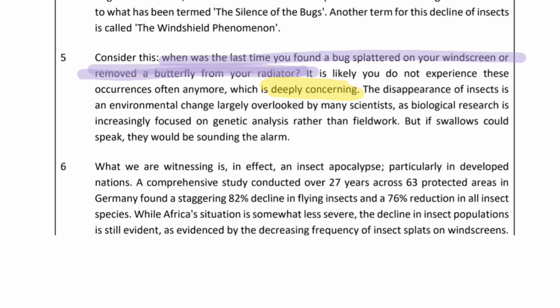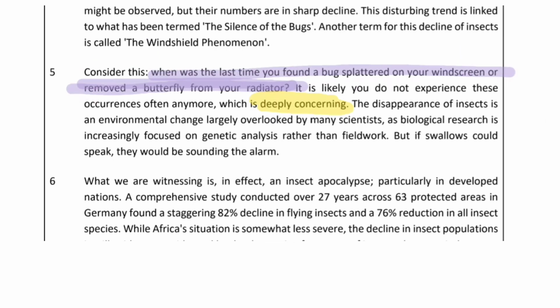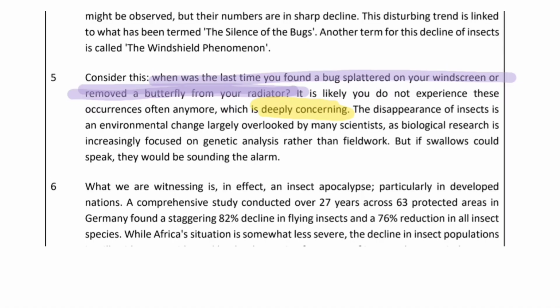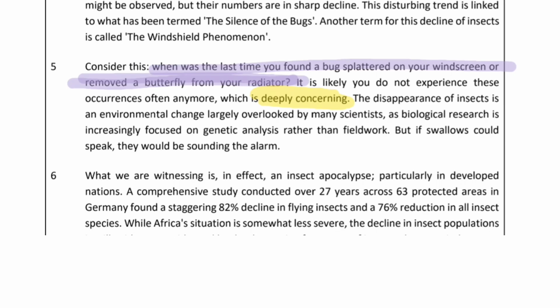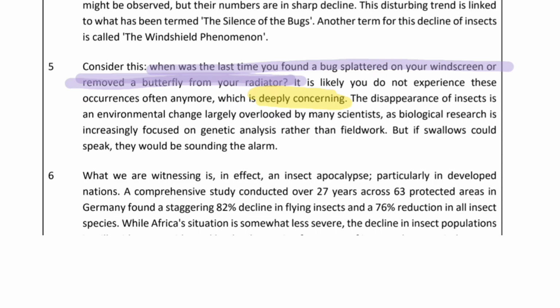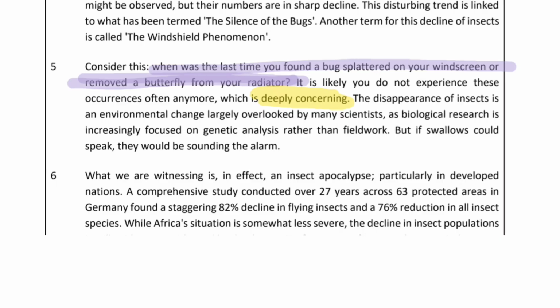Number 2, let us know the language device. The rhetorical question prompts the reader to think about the changes in the environment. Then we have the use of emotive language, deeply concerning. When you call something deeply concerning, you want it to be treated with a sense of urgency. So the writer uses emotive language to highlight how urgent this thing is, that it needs immediate attention.